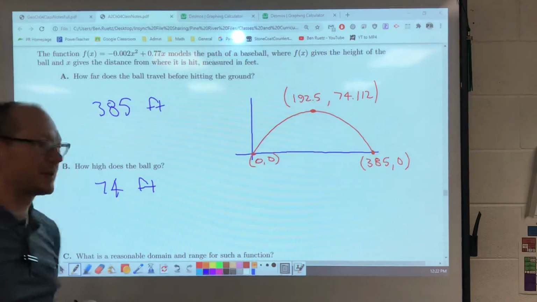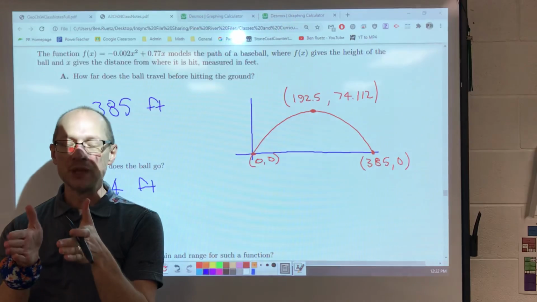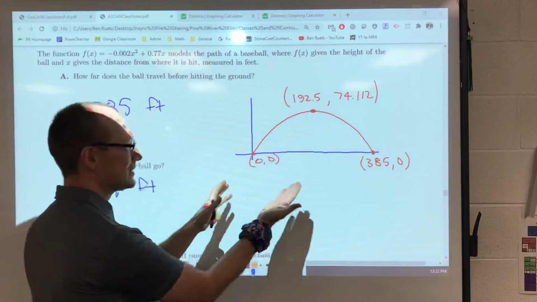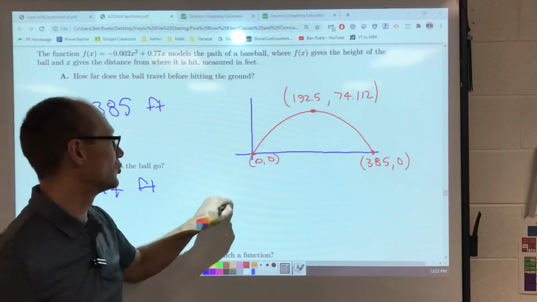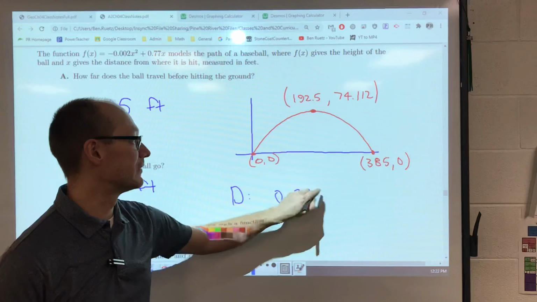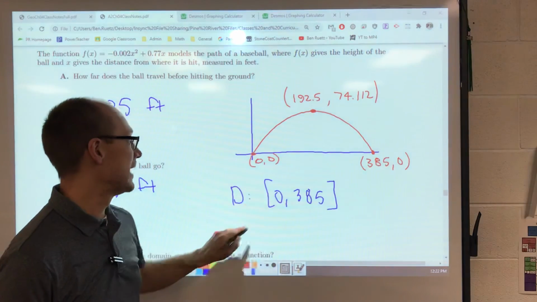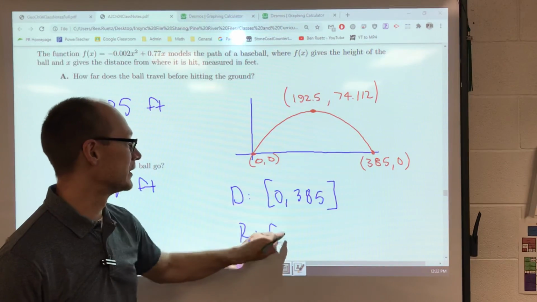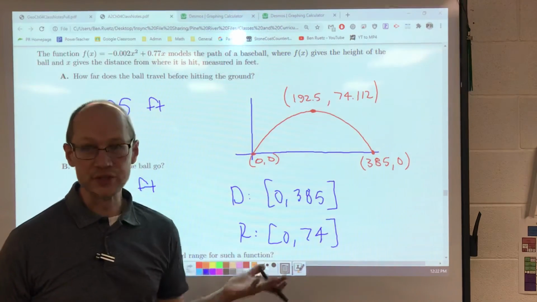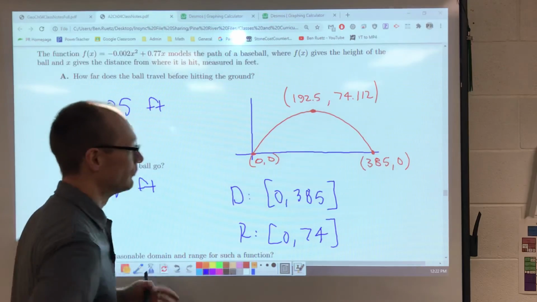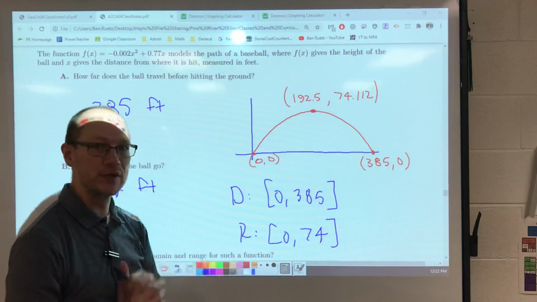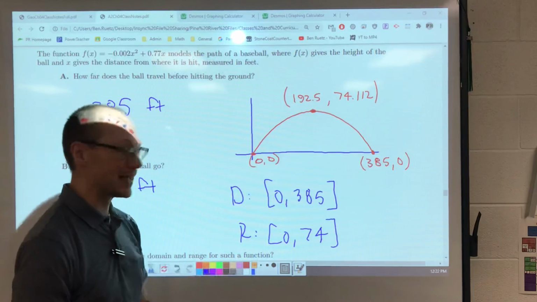What is a reasonable domain? Remember how before we said that quadratics have a domain of negative infinity to positive infinity? Well, that doesn't make sense in this context. A better domain might end up being something like from 0 to 385, right? And maybe a range could be something like 0 to 74 feet, because that's what this ball actually does. So feel free in word problems to adjust the domain down, just like you have to adjust the window in your Desmos screen to be able to see everything that's going on.